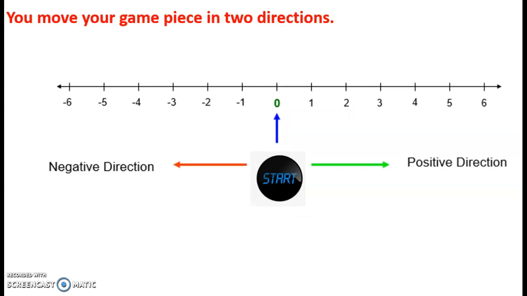When you move to the right, you're moving in the positive direction, and when you move to the left, you're moving in the negative direction. Notice I used green for positive and red for negative. Sometimes we think about banking. When we think about banking, we think about losing money, or we might say we're in the red. That usually means that we lost money or we owe money. So usually negative numbers would be portrayed as red.